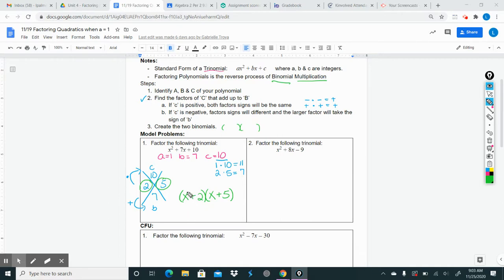x times x is x squared. We have 5x, 2x, and then 10. So 5 plus 2 is 7, so we have 7x plus 10. So it does work, and this is our final answer.